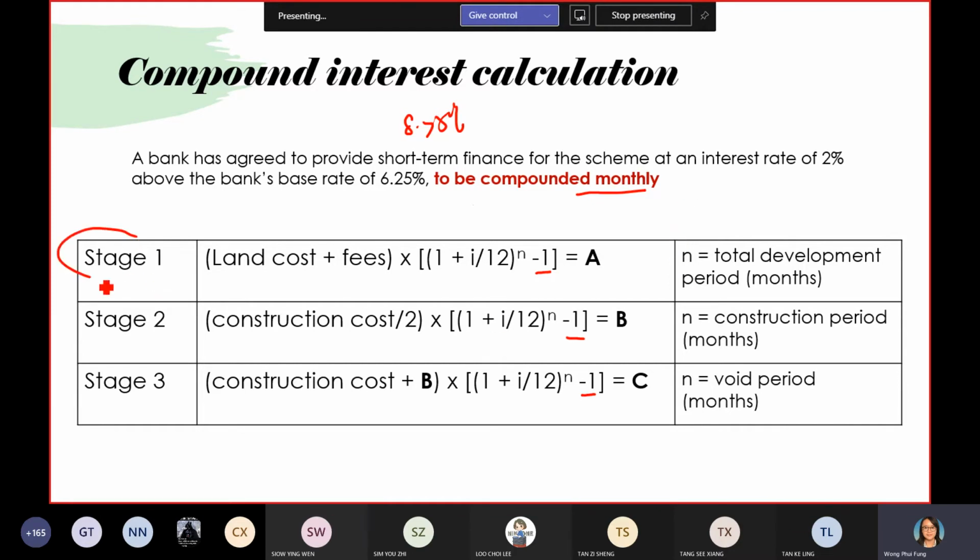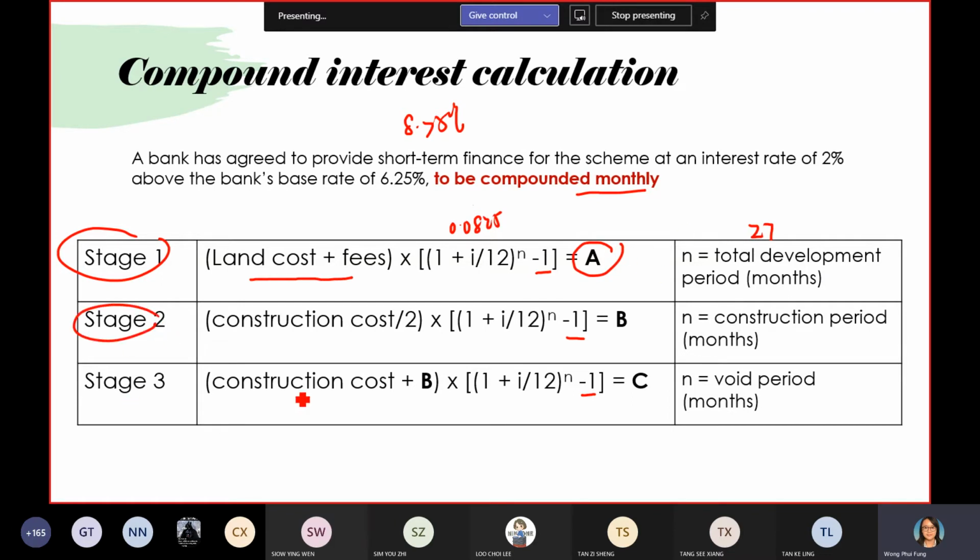So for stage 1, you use the land cost plus all the site acquisition fee, times 1 plus i, where i is the percentage 0.0825 divided by 12 because it's compounded monthly, and n is the total development period. You use the total development period, 27, minus 1, then you get interest A.